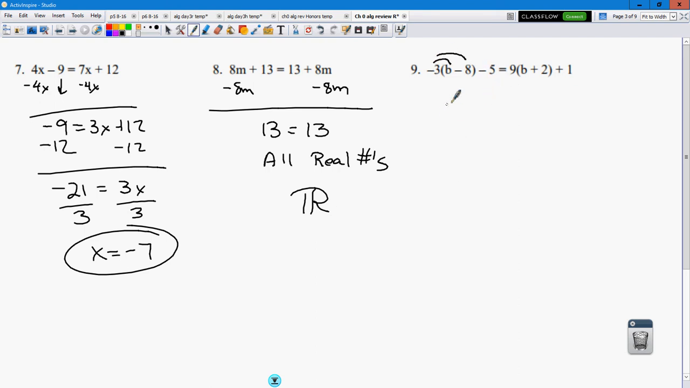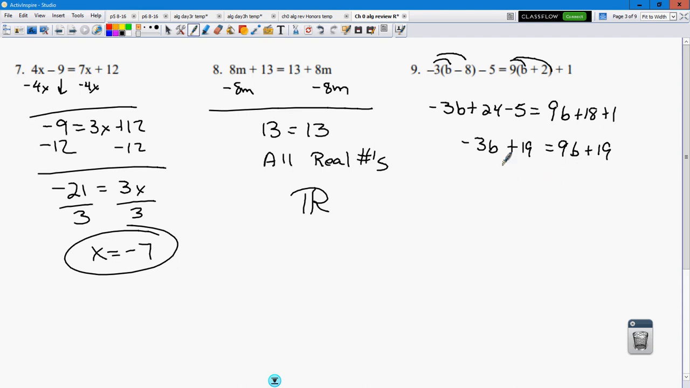Distribute the negative 3. Make sure that it only gets distributed through the parentheses, that it doesn't get multiplied by this negative 5. Negative 3b plus 24 minus 5. Distributing the 9, again making sure it just goes through the parentheses. 9b plus 18 plus 1. Negative 3b, putting together my like terms, 24 minus 5 is 19, equals 9b plus 19.